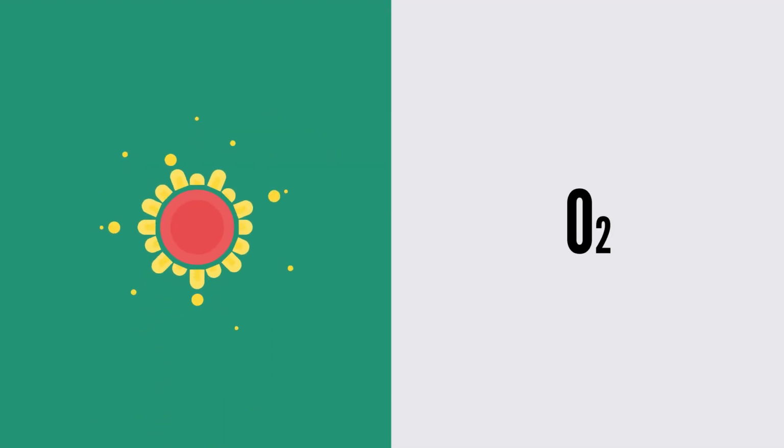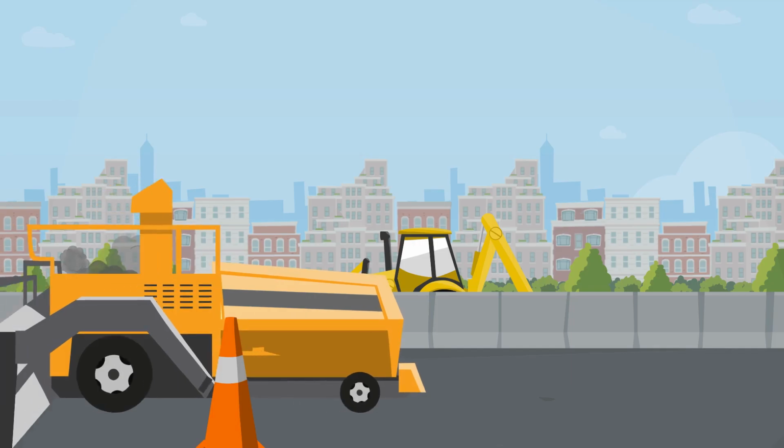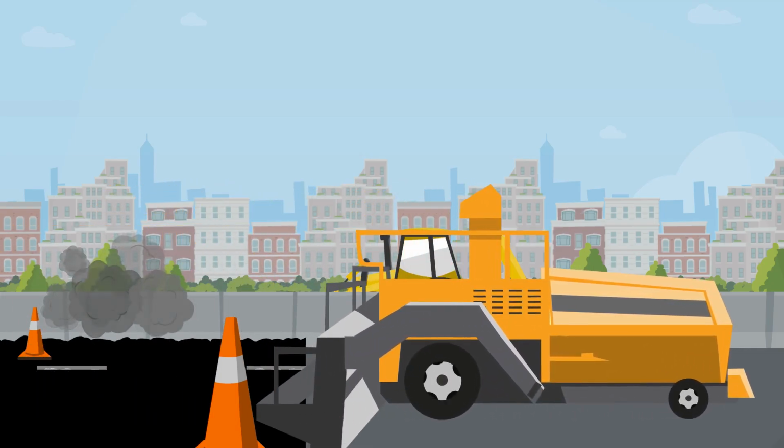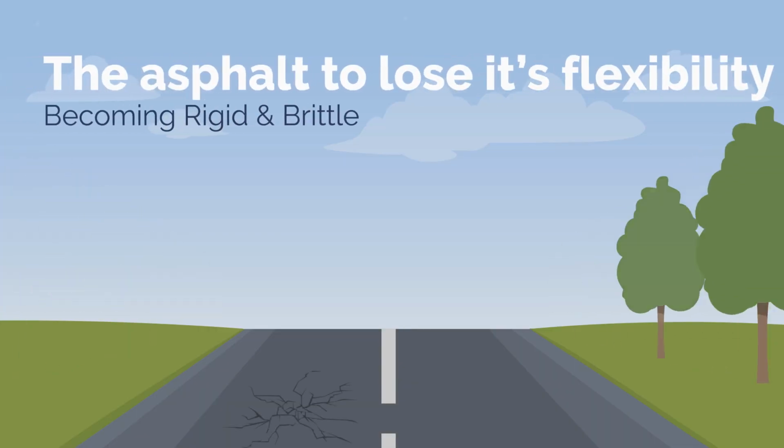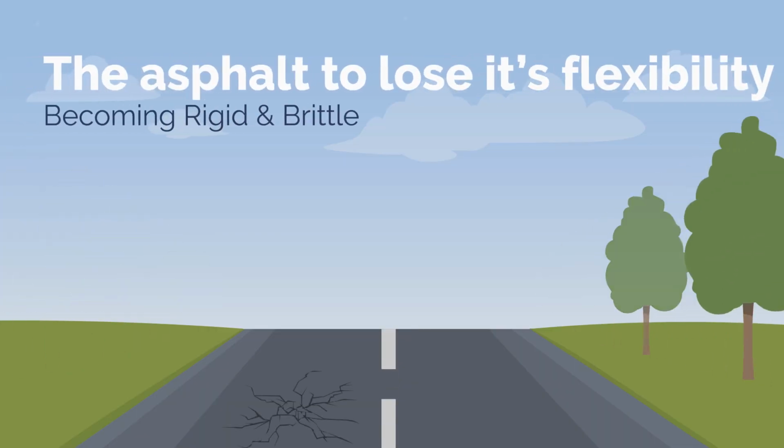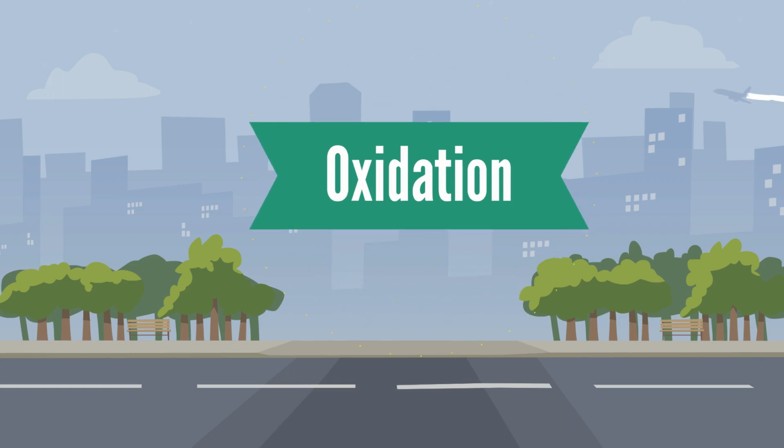The UV rays from the sun, combined with oxygen, cause the flexible material within the asphalt surface to begin binding with each other the moment it's laid down. This causes the asphalt to lose its flexibility, becoming rigid and brittle. This process is known as oxidation.